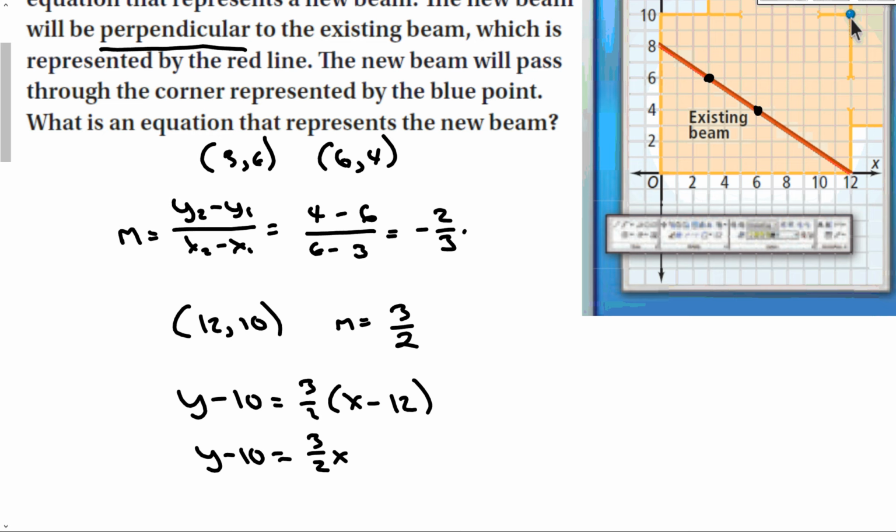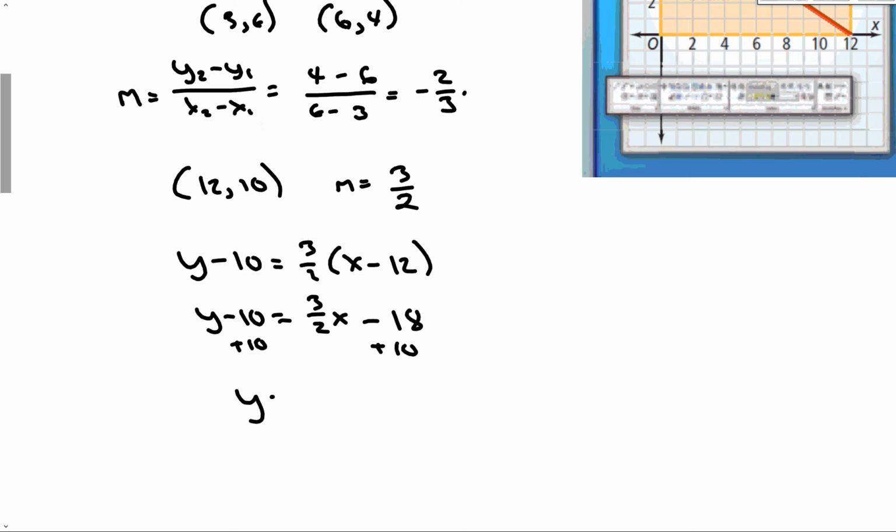That turns into, right, 3 times 12 divided by 2. Yeah, so that's minus 18. Add 10 to both sides, and my equation is y is equal to 3 over 2 x minus 8. Good.